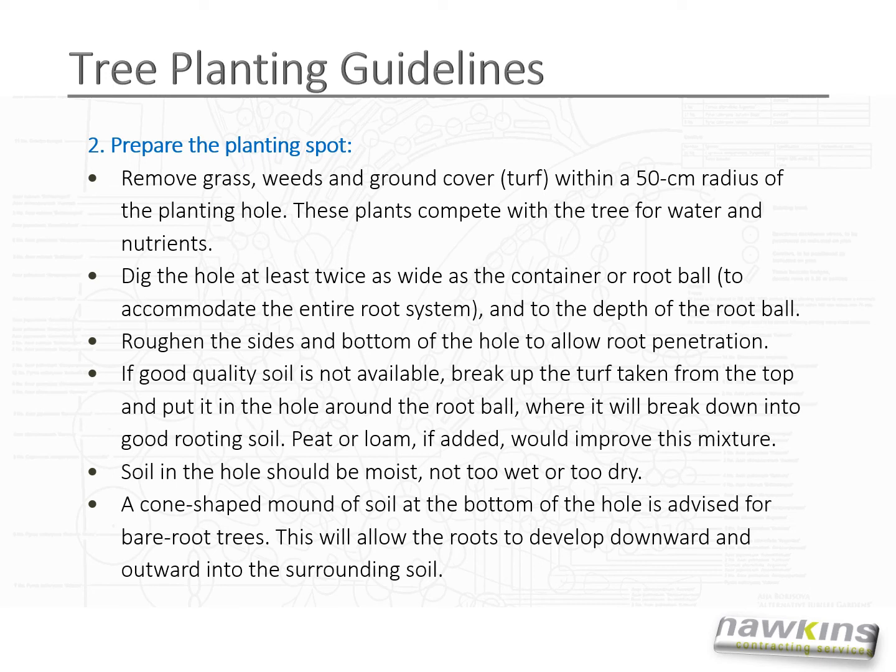Prepare the planting spot. Remove grass, weeds, and ground cover within a 50 centimeter radius of the planting hole. These plants compete with the tree for water and nutrients. Dig the hole at least twice as wide as the container or root ball and to the depth of the root ball. Roughen the sides and bottom of the hole to allow root penetration. If good quality soil is not available, break up the turf taken from the top and put it in the hole around the root ball, where it will be able to break down into good rooting soil. Peat or loam, if added, would improve this mixture.